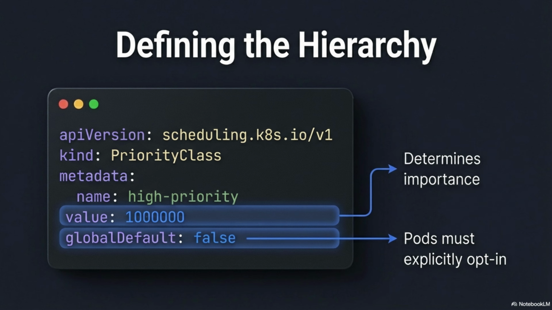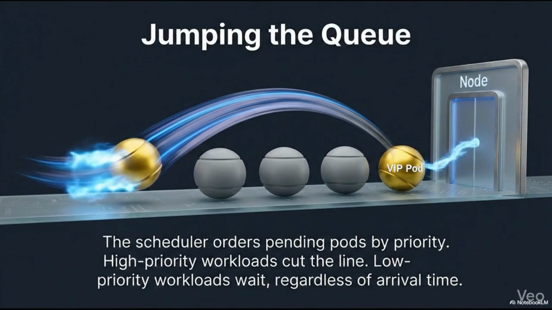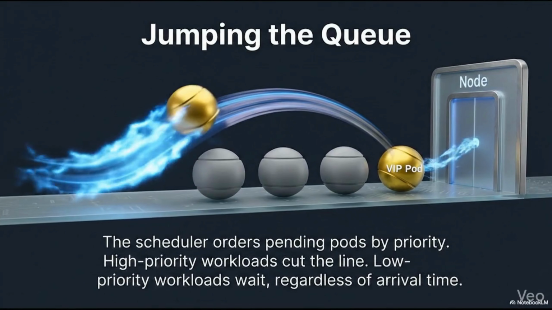And notice that global default is set to false. This is a really good idea because it means pods only get this high priority if they explicitly ask for it. So how does a pod ask for it? Just like this, it's one line. Inside your pod spec, you just add priority class name and give it the name of the class we just made, high priority. And that's it. The Kubernetes scheduler now knows this pod is a VIP.